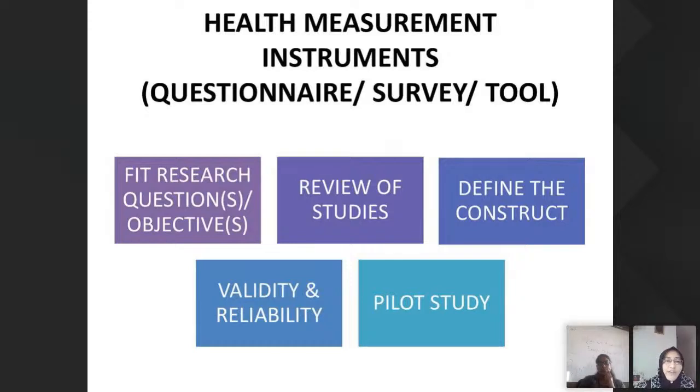So in the process of developing the health instruments, there should be a review of previous studies, to see whether there is any research that has been done in developing something similar to the instrument that you would like to develop, or to review publications that can give you some inputs on how to create the instrument. We will look more into how you are supposed to define the construct of the instrument, as well as the validity and the reliability of the study instrument, and the pilot study. For the validity, reliability and pilot study, you will have more exposure when we share a real case study that we have conducted and that has been published in a very reputable journal.